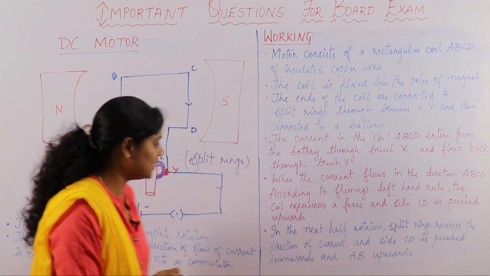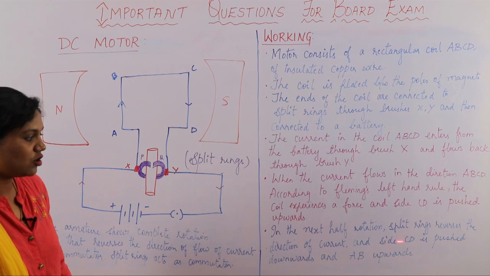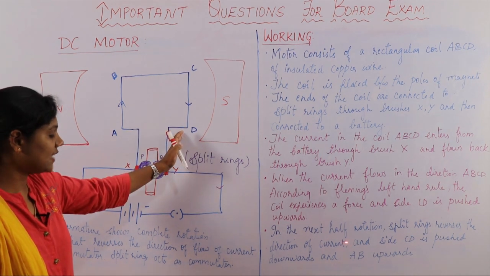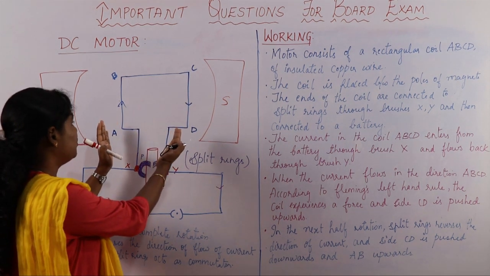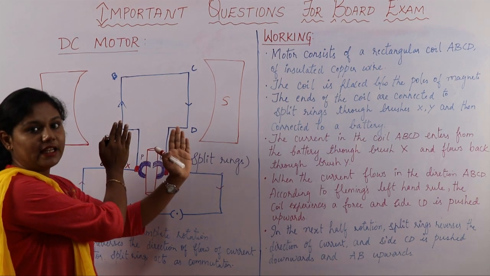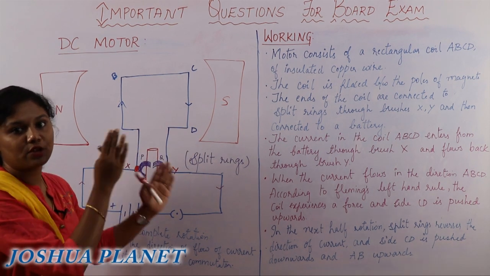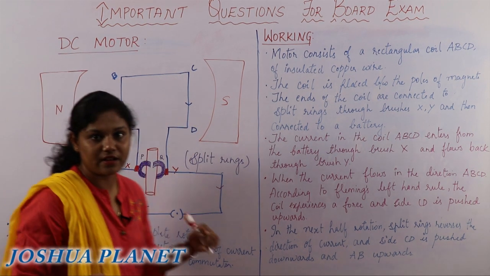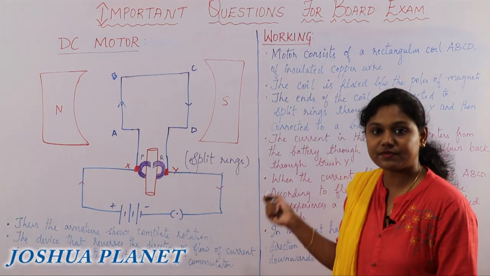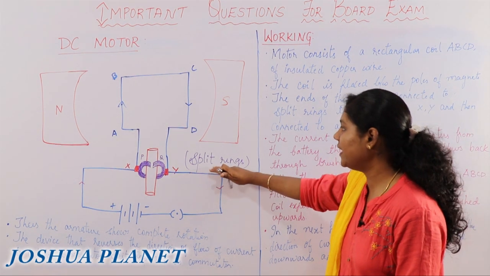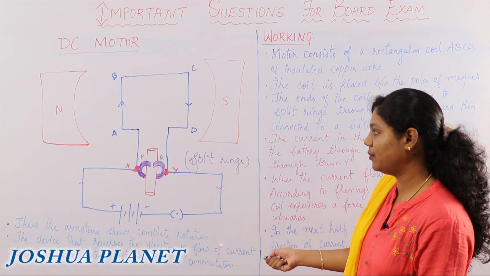So now what happens? See, in the next half rotation, split ring reverses the direction of current and now the side CD is pushed downwards. Now AB was pushed like this, right? Now CD is pushed downwards, AB is pushed upwards. Therefore you will see continuous rotation of motor. Clear? So there you will see continuous rotation of motor. It's because you are using split rings. Clear? And see this. The armature shows complete rotation.